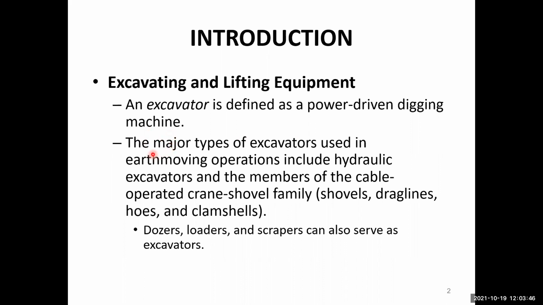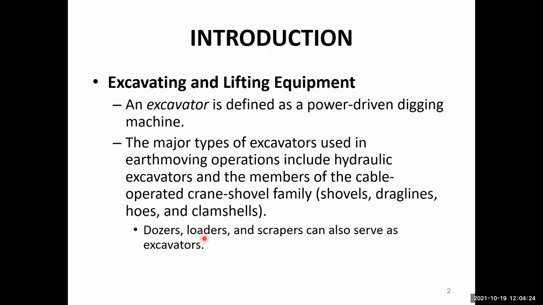So, major types of excavators used in earth moving operations include hydraulic excavators and the members of the cable operated crane shovel family, which are called the shovels, draglines, hoes, and clamshells. So excavator is not just one equipment. Excavator is a type of different equipment, which include these different types of equipment.